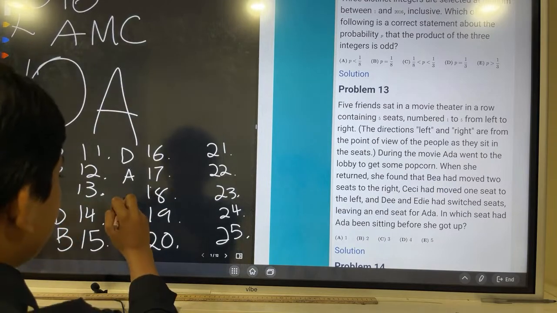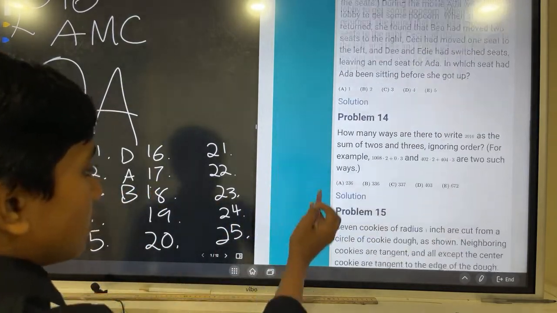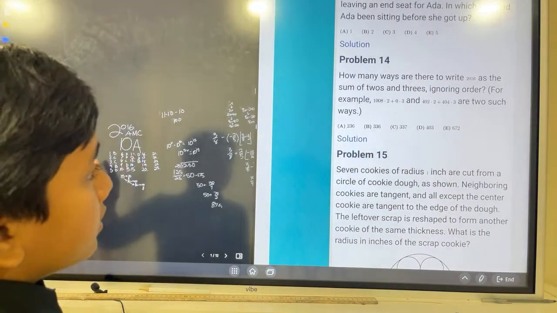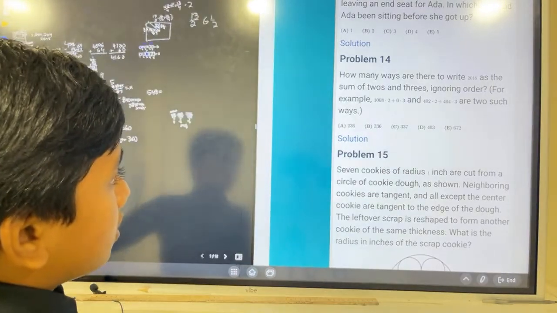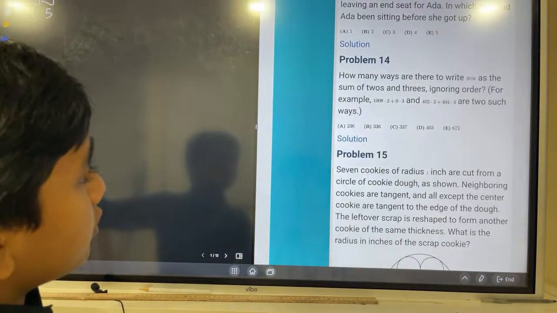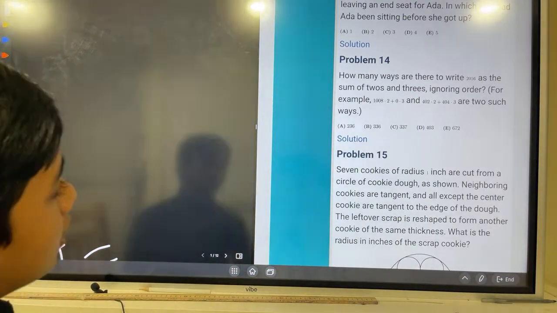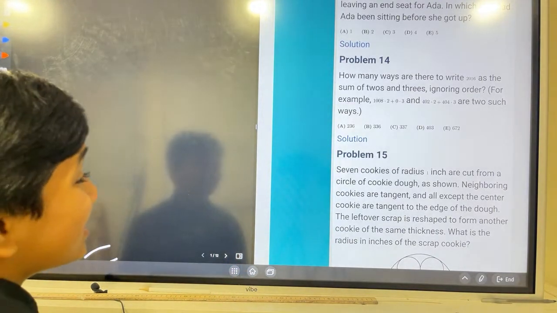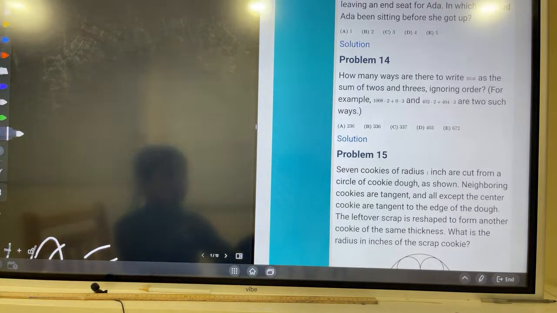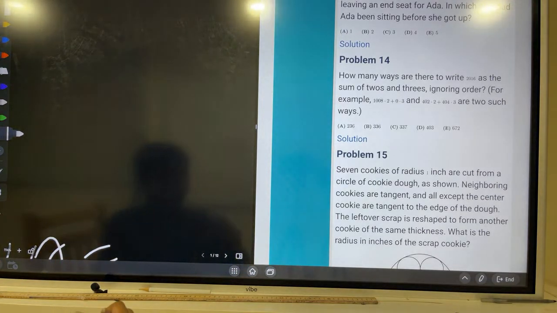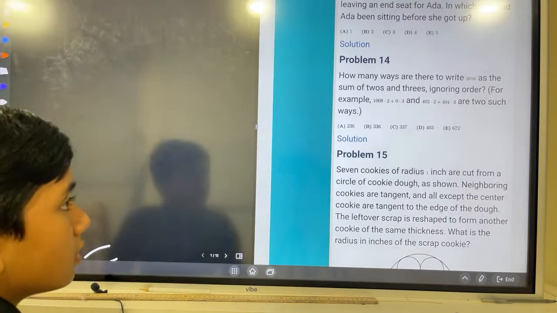Oh, finally that's over with. 14. How many ways are there to, dear God? Right, 2016 is the sum of 2s and 3s in one order. That's not good. That is not good.